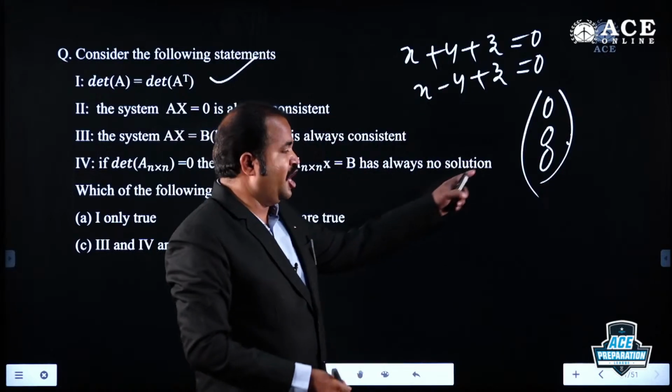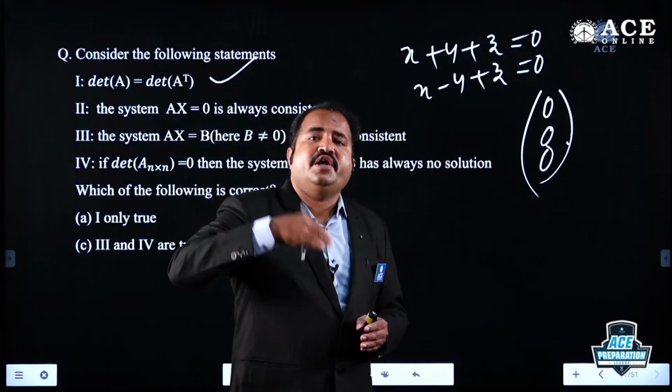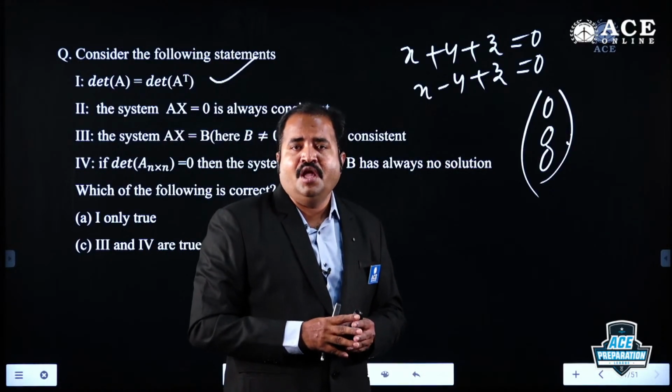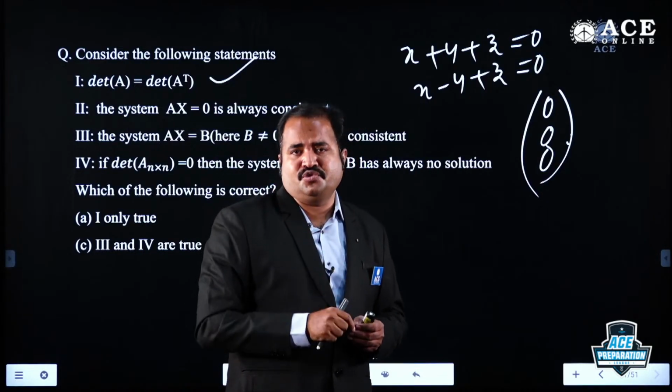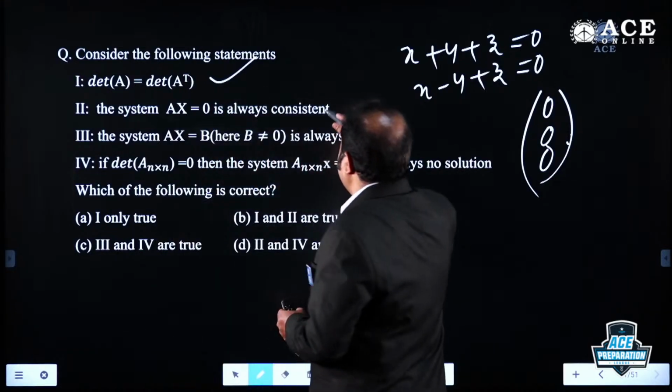For this example, 3-dimensional, 3 unknowns. In general, n-dimensional. But non-trivial solutions may exist, may not exist, but if exist, infinitely many will be there. Out of infinitely many, n minus r solutions are linearly independent solutions. This is the concept, right? So Ax equal to O is always consistent. Yes, this is also correct.